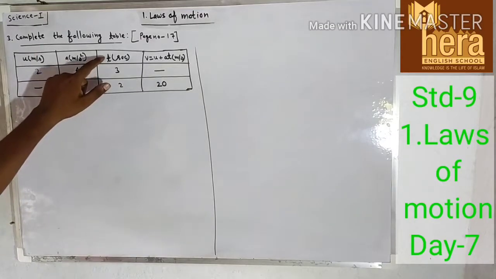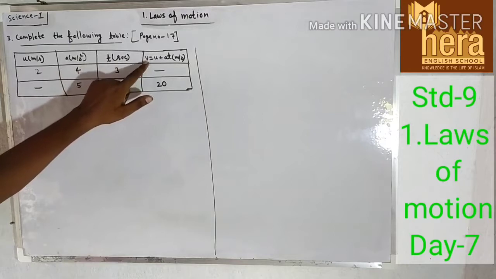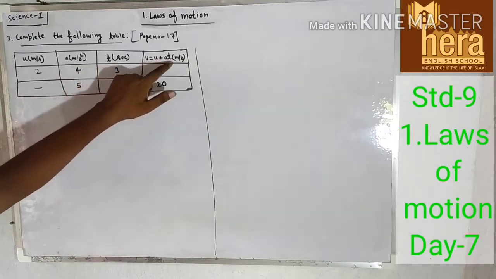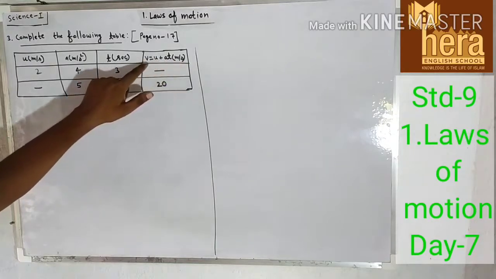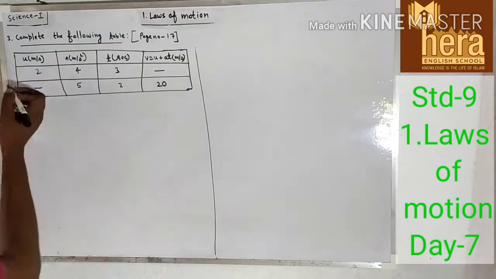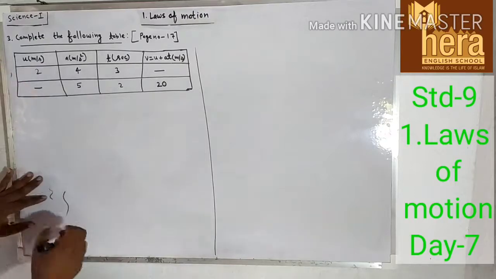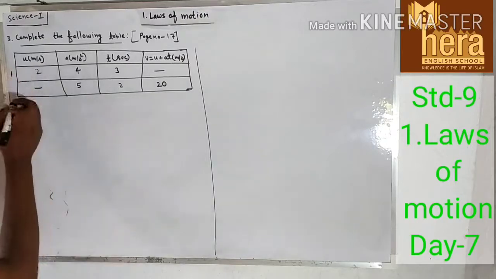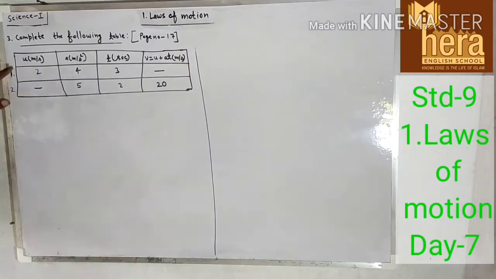T. Here T is in second. This formula we have to use: V is equal to U plus AT. This is meter per second, the unit of velocity. Okay. So say this is question number 1. This is 1. This is 2. Okay.